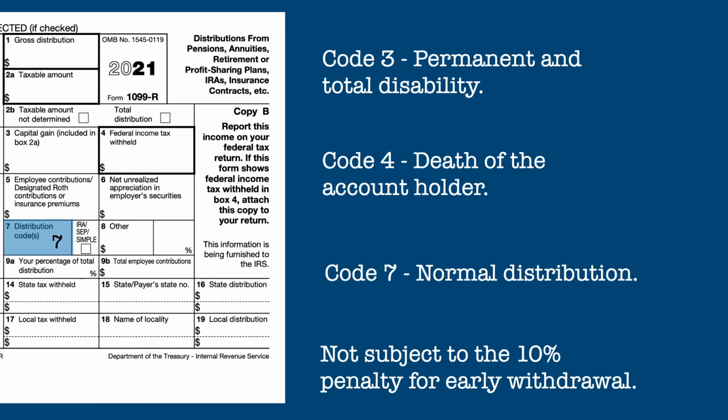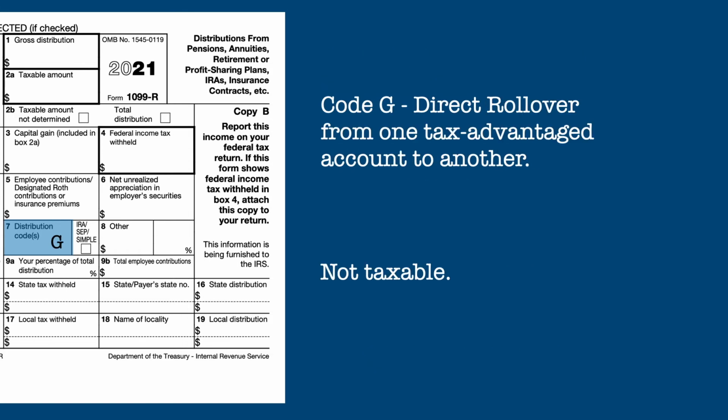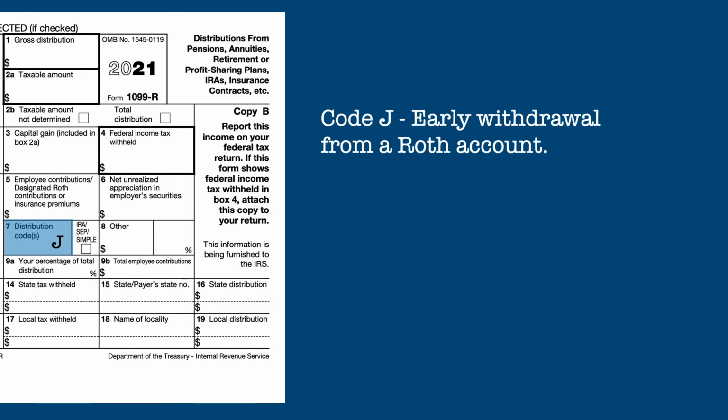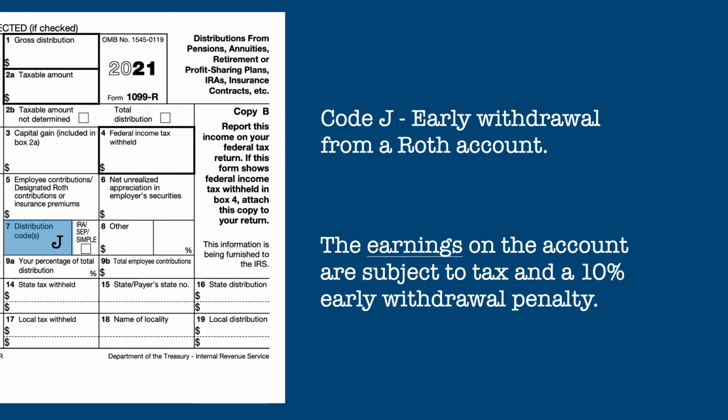Code 7. These are normal distributions made to recipients, usually upon retirement age. They are normally subject to income tax, but no penalties. Code G. These distributions were directly rolled over from one tax-advantaged account to another. In this case, the amount in Box 2A should be 0. Code J. This is an early distribution from a Roth account. In this case, the earnings on the account are taxable, and a 10% penalty applies to the distributed earnings. If the distribution is less than the total contributions made to the account, the distribution will not be taxable.